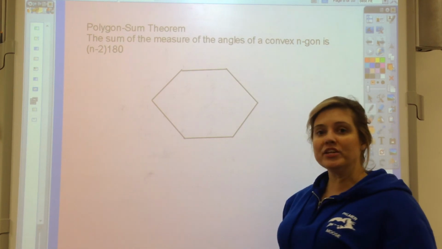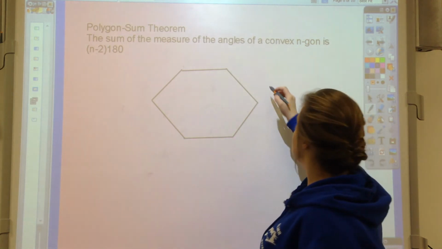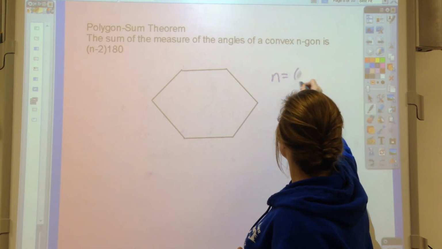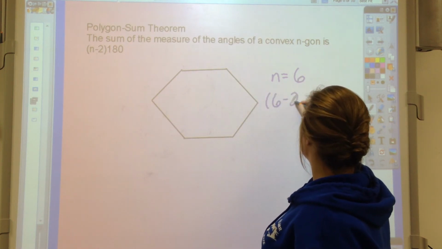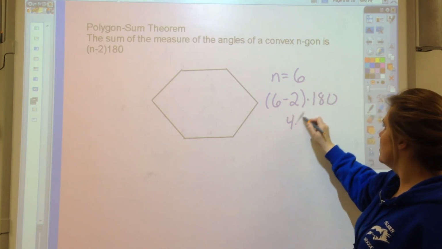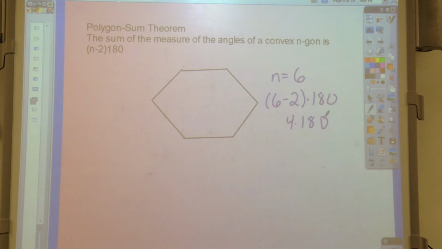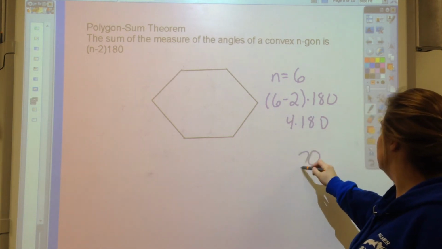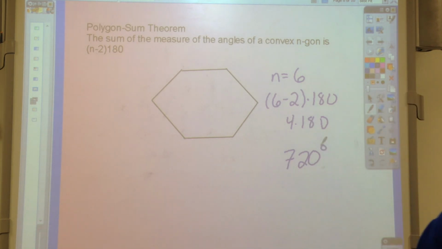So I'm looking for how many degrees are in a hexagon. And this will work again with any sided shape. So I have 6 sides, so I will plug 6 into my formula. I will have 6 minus 2 times 180. 6 minus 2 is 4 times 180. Go ahead and do that for me. Looks to me like we get 720 degrees. Would you agree with that?